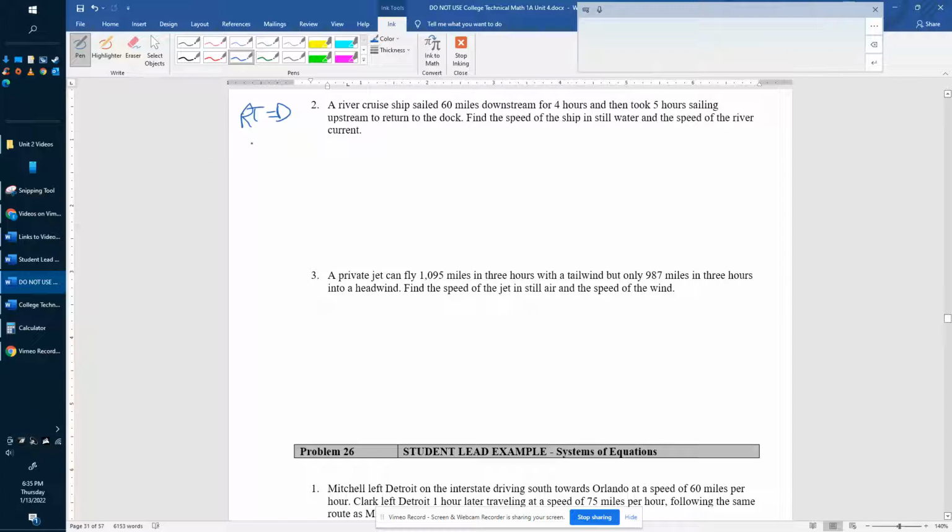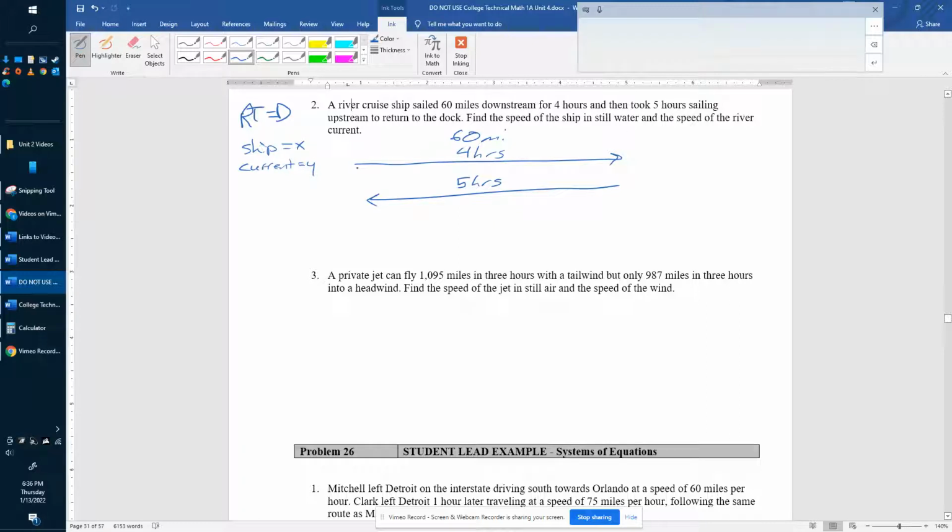So let's say the speed of the ship is x. And the speed of the river current is y. So the river cruise ship sailed 60 miles in 4 hours. And it sailed back in 5 hours. So we're trying to find the rate.